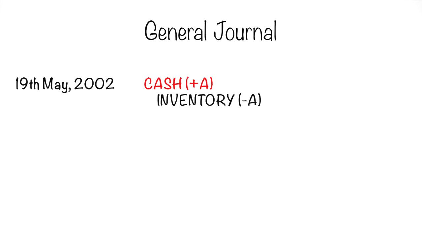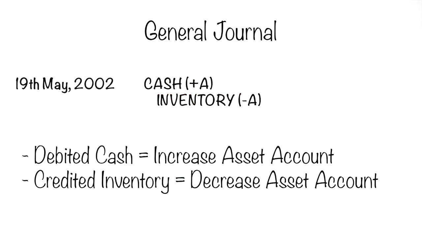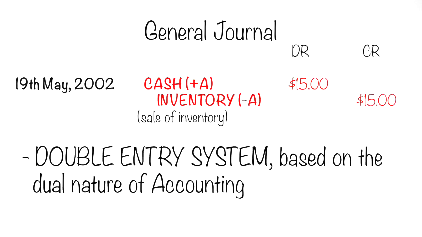The accounts receiving a debit entry are recorded first, while the accounts receiving a credit entry are slightly indented below. Now you can see they debited cash as an increase to their asset account because they received cash from your sale, while they credited inventory as a decrease to their asset account because their clock inventory decreased from the sale.